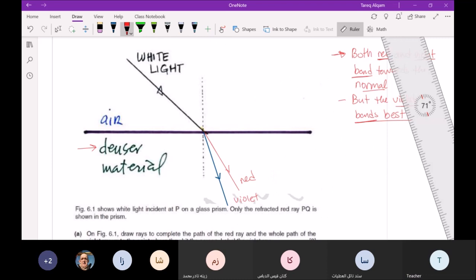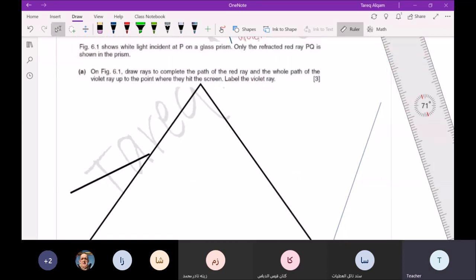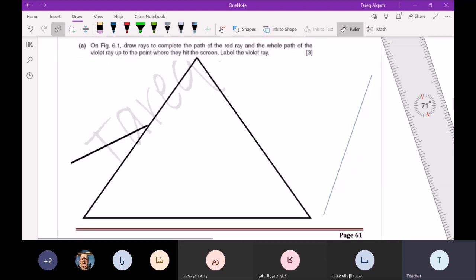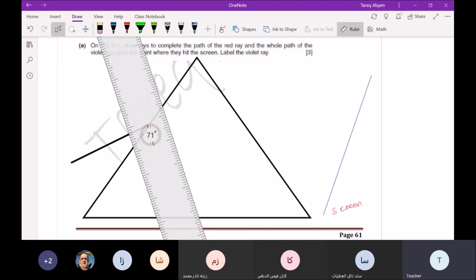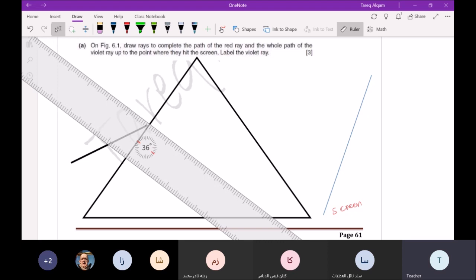Okay. Let me show you a question from the past paper. Here, white light is incident at P on a glass prism, only the refracted red ray PQ is shown on the prism. On figure 6.1, draw a ray to complete the path of the red ray and the whole path of the violet ray up to the point where they hit the screen. This is the screen. Guys, pay attention, please. First of all, for any ray tracing, we have to draw a normal.